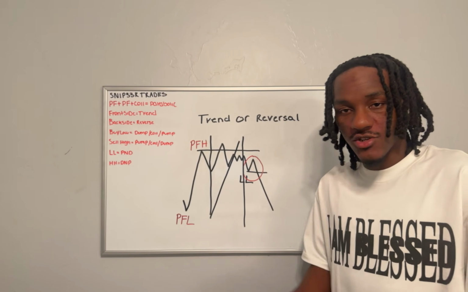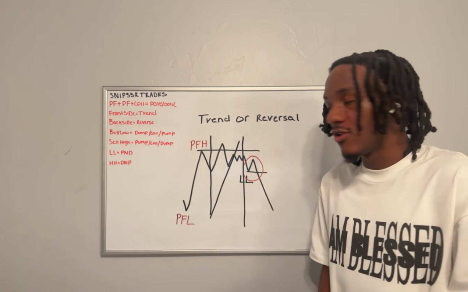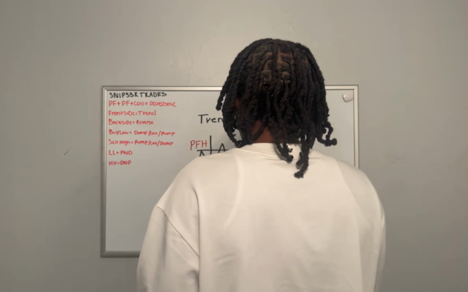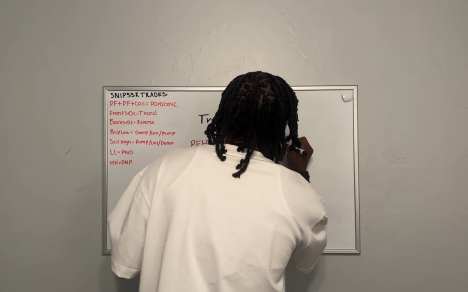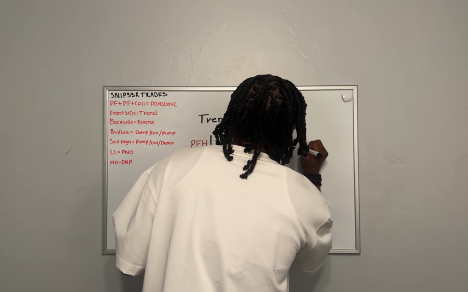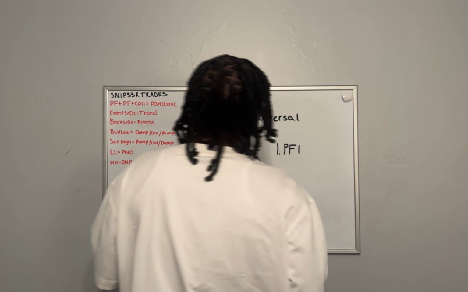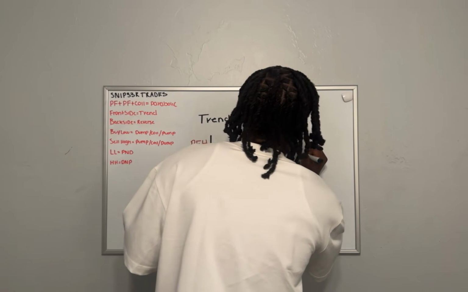So coming to the chart, a criteria for me or my step one, I call this the stair step. My step one is a peak formation low in Asia. Let's say I'm trading New York.